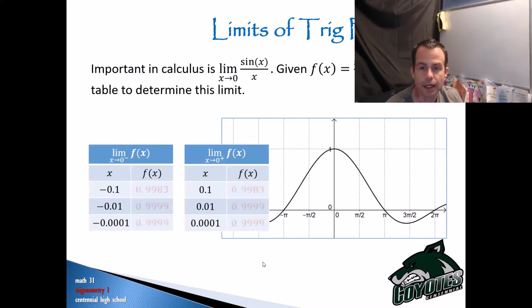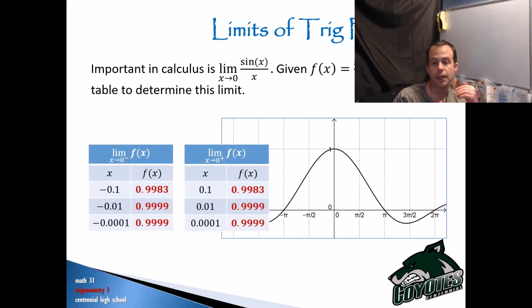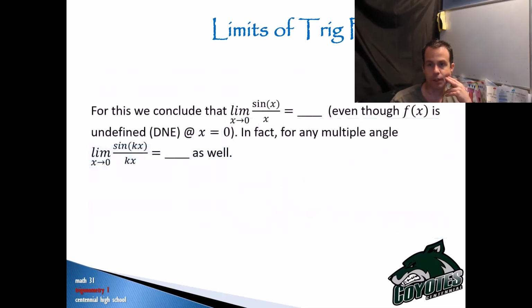Welcome back. You should have gotten these numbers, and you'll see that as I'm approaching from the left and as I'm approaching from the right, the limit of sine x over x is 1, okay? So from this, we conclude that the limit of sine x over x as x approaches 0 is 1, even though f of x is undefined at x equals 0. In fact, for any multiple angle, the limit of sine kx over kx will always be 1, okay?